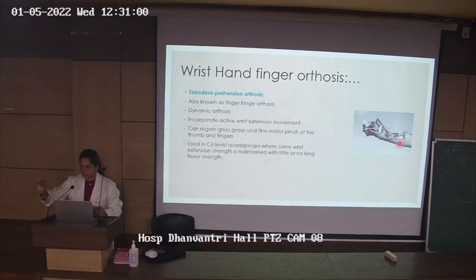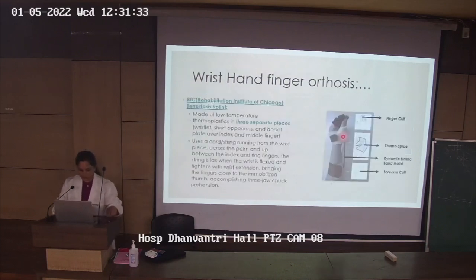This is a 3-jaw chuck movement. When the wrist is flexing, the fingers go away, and when it's extending, this grip comes. So we utilize this thing only in this orthosis. It is a dynamic kind of orthosis. Automatically the wrist will go into extension and the patient can bring it to flexion, in which the extensors are weak and the flexors are there. It is generally used in C6 level quadriplegics where some wrist extension strength is maintained while little or no flexor strength is there.